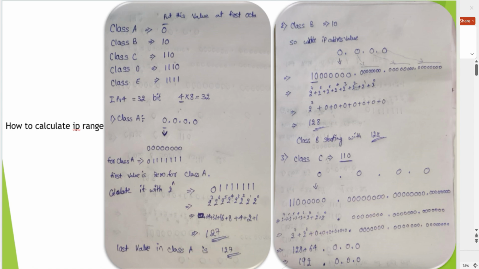Up to here we have to consider it, because all the values are 1, not 0. So all the values of 1 we are adding. After adding 64, 32, 16, 8, 4, 2, 1, you get the final value 127. But we cannot give 127 because it is a loopback. We are going to use a local loopback.